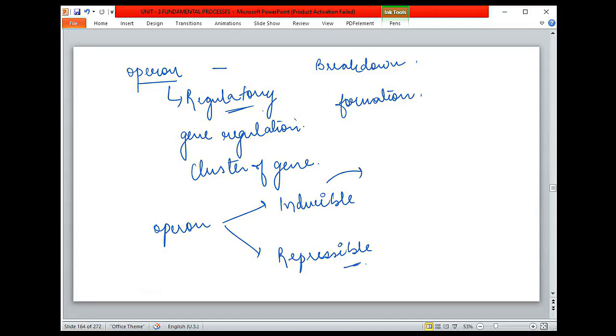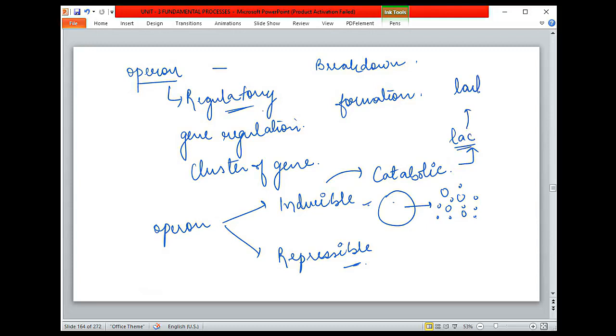Inducible, the word itself suggests its explanation: we can induce it from the external area, with the help of an external component. We are inducing it, we are initiating the work. So inducible operons are catabolic in nature. Catabolic means that when you have any bigger component, it is broken down into small segments. An example of a catabolic, or inducible, operon is the lac operon, which is your lactose operon.